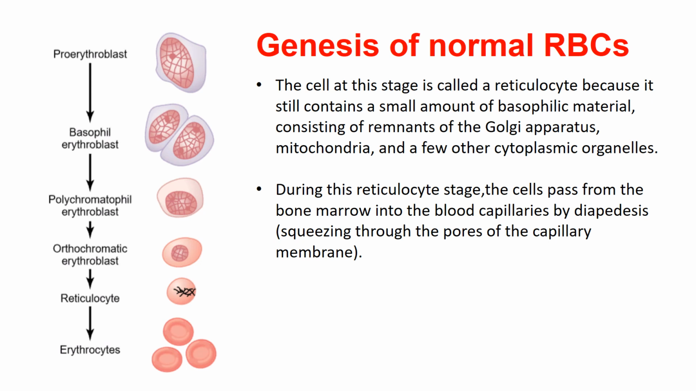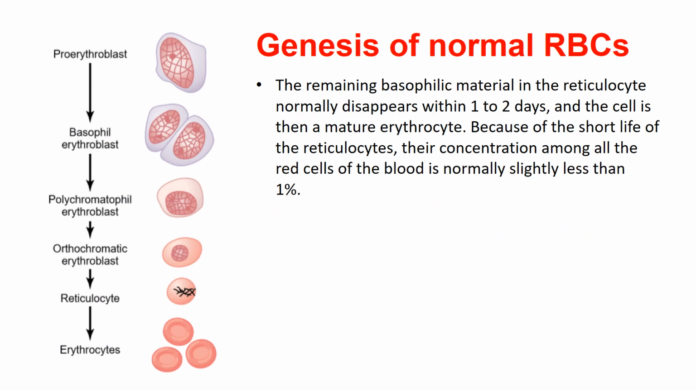The cell at this stage is called a reticulocyte because it still contains a small amount of basophilic material, consisting of remnants of the Golgi apparatus, mitochondria, and a few other cytoplasmic organelles. During this reticulocyte stage, the cells pass from the bone marrow into the blood capillaries by diapedesis, squeezing through the pores of the capillary membrane. The remaining basophilic material in the reticulocyte normally disappears within 1 to 2 days, and the cell is then a mature erythrocyte. Because of the short life of the reticulocytes, their concentration among all the red cells of the blood is normally slightly less than 1%.